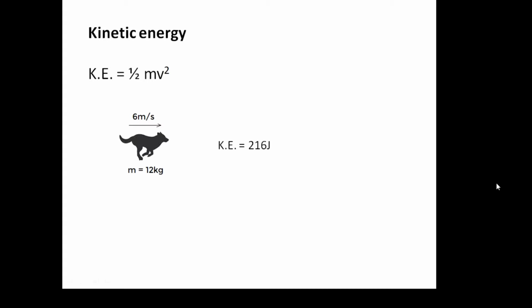It comes from v squared minus u squared equals 2as, and then work is force times distance. And anyway, kinetic energy is a half mv squared. The kinetic energy of this dog is 216 joules. A little calculation you would definitely need to be able to do.